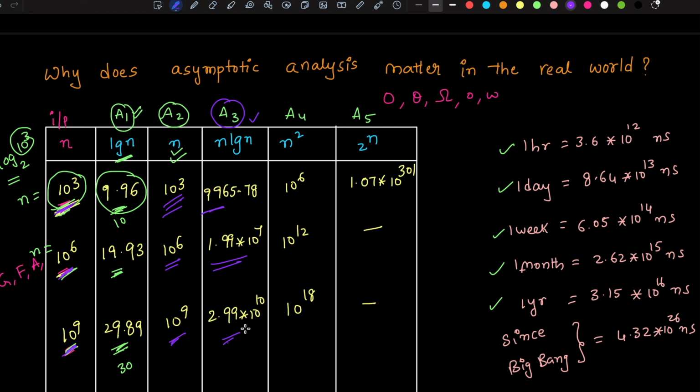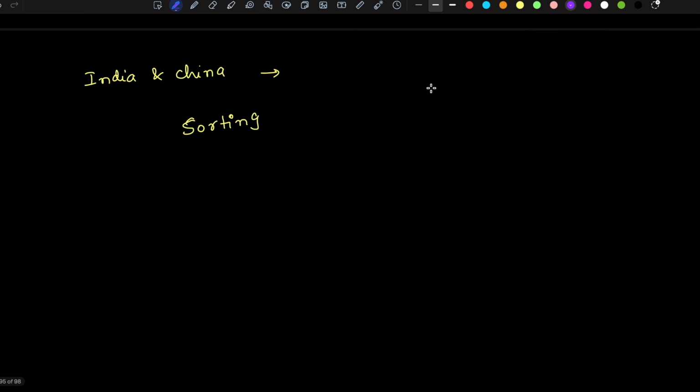Now imagine each operation takes 1 nanosecond. So what is a nanosecond? A nanosecond is nothing but 10 power minus 9 seconds. We know about this, right? Or I would say 1 billionth of a second. So there are 1 billion nanoseconds per 1 second.